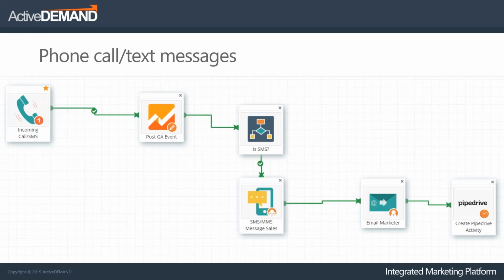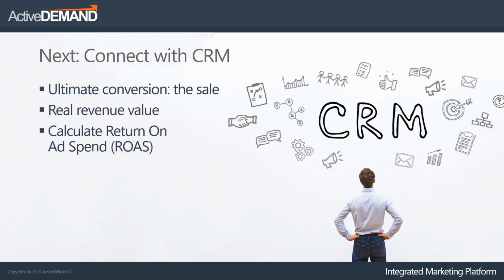So if you guys get a phone call or text message in, I would encourage you to use the phone call workflow to filter it and then post events based on that. And you can see here as well, we also use text messages on our way in. If someone texts us on the way in, we'll text it over to sales, and we'll also add activities to the CRM.